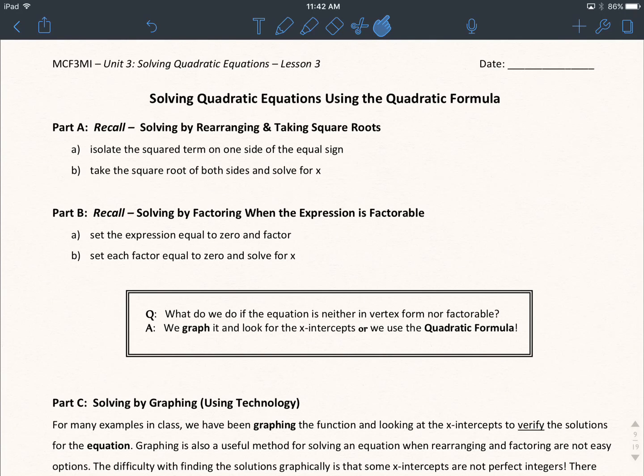Hello, this is lesson 3 from Unit 3, Solving Quadratic Equations for our MCF3MI math class. We're going to continue to build on different ways to solve quadratic equations. Today we're going to be looking at the quadratic formula.